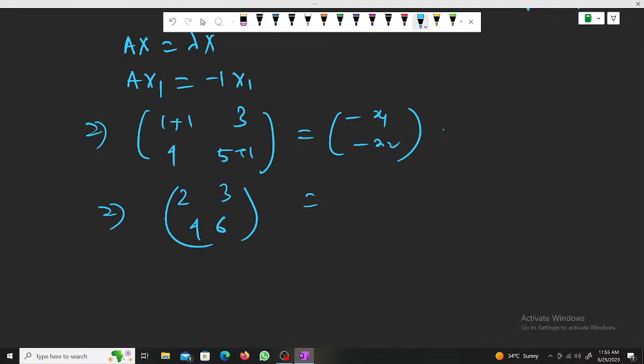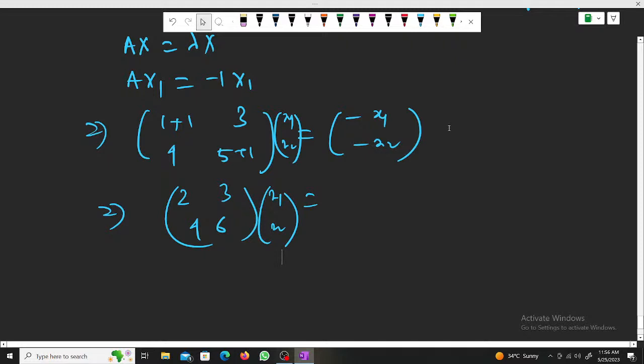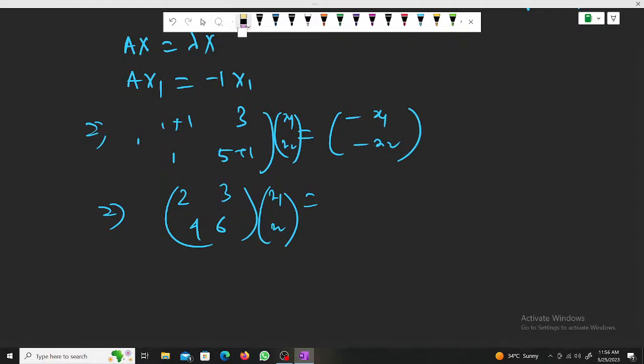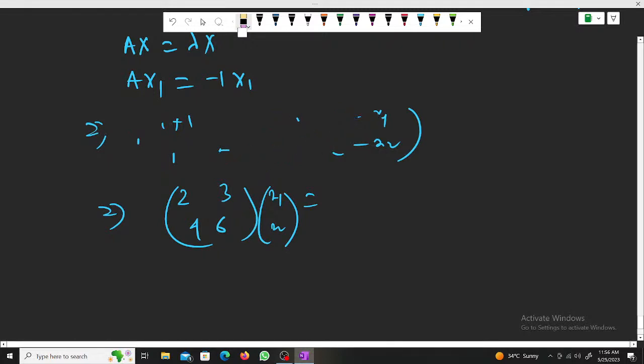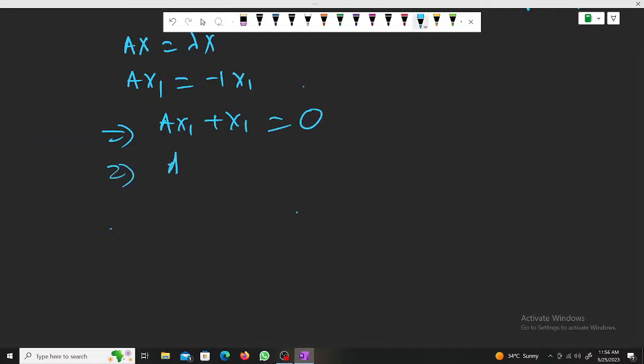Okay, just calculate this. We made a small writing mistake in this place, sorry. If I calculate just once, I will not have to do this step needlessly. We write in this form: A x1 plus x1 equals 0, that is, matrix (A plus I) into x1 equals 0.